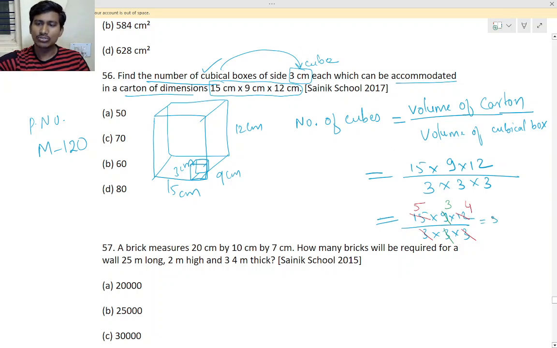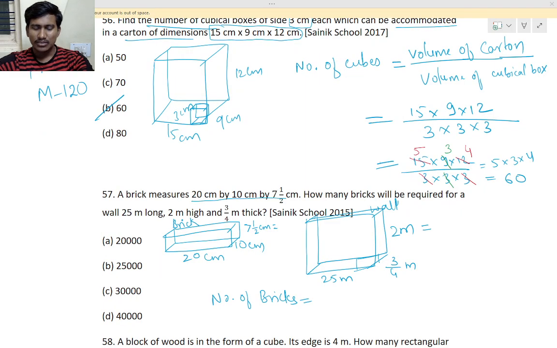So what is remaining now? 5 into 3 into 4. 5 3s are 15, and 15 4s are 60. So how many small boxes will be there in this carton? 60 small boxes can be placed. Understand? Yes.